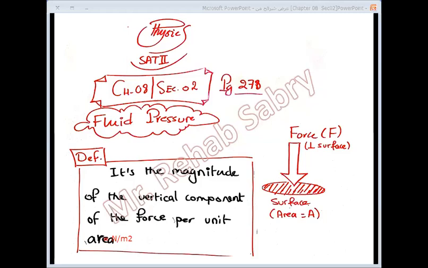Okay, Hikmat, what is the formula of pressure? Force perpendicular to the surface divided by area. Force divided by area. Right. Excellent. So what is the measuring unit of pressure?